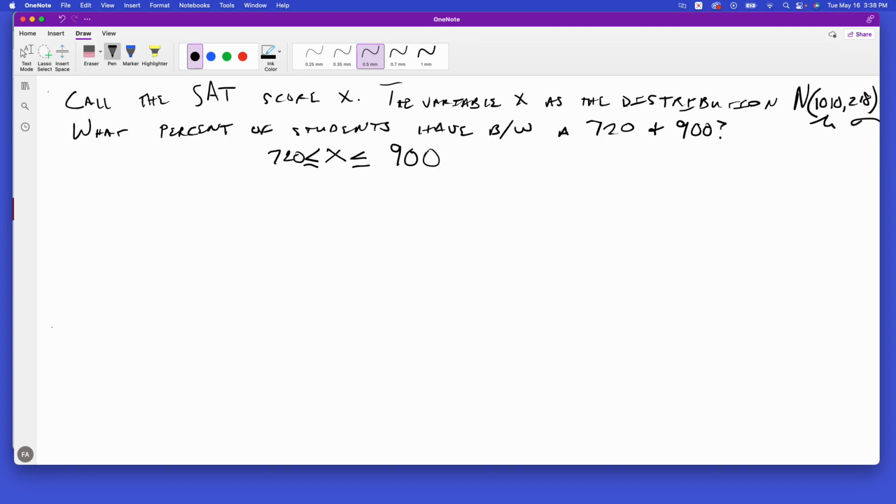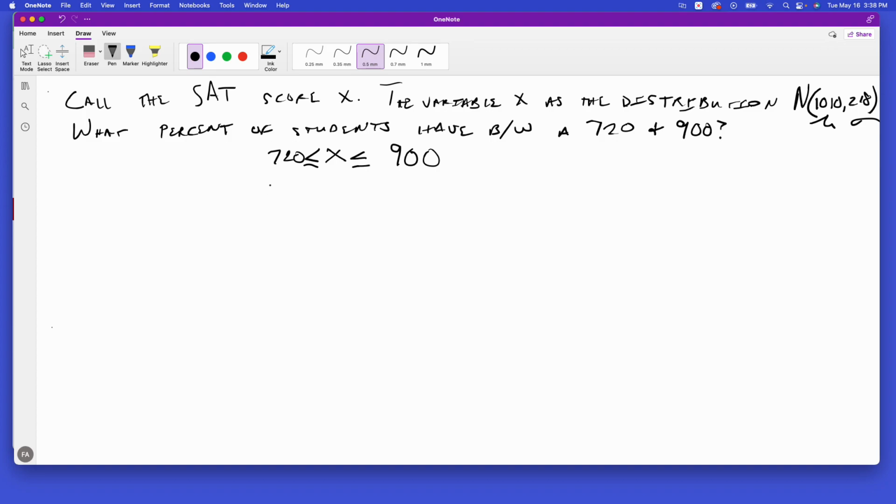Now, how do we deal with it from there? Well, we've got to remember that if we can take a normal distribution and standardize it, then we can use our Z tables to answer questions for us. So that's what we're going to do here. We're going to take this first one here. And remember, we can do anything we want to an inequality as long as we do it to all places and we maintain the inequality.